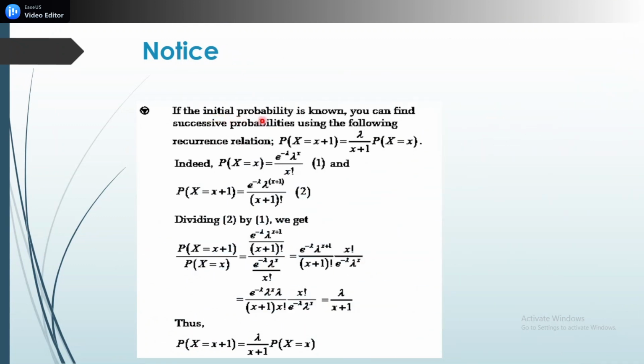If the initial probability is known, you can find the successive probability using the following formula. You know the initial probability, for example for x, then you can calculate x plus 1, x plus 2, x plus 3, and so on. Then finally, by using this relation, you replace x by x plus 1 and so on. We take this one, we make a proof. Finally, the principal formula is essentially this relation: when you have the previous probability, we can find the successive or following probability by using this relation.